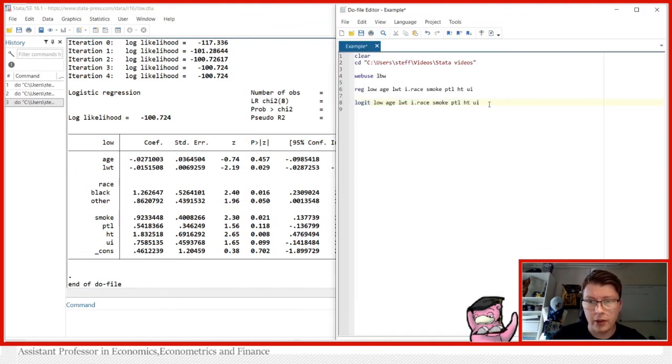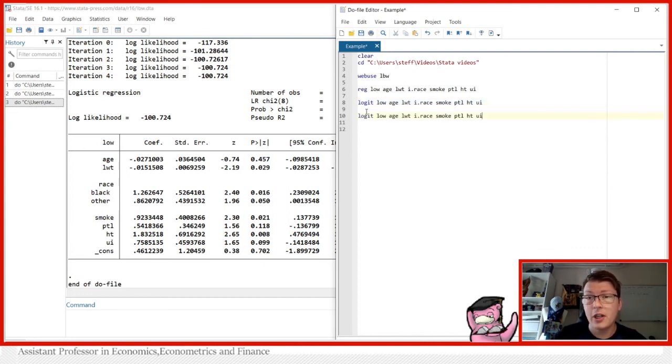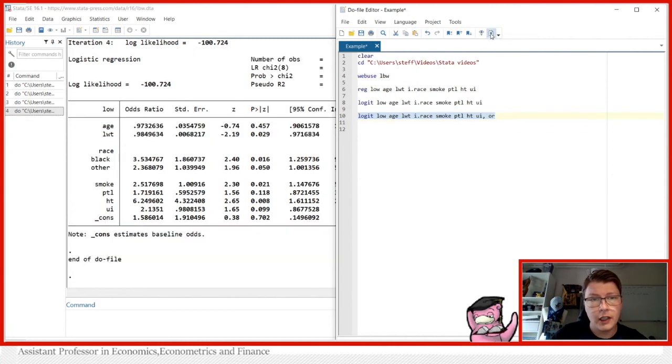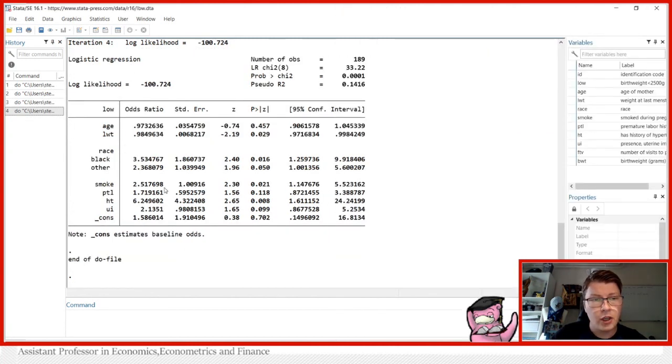So let's go back to our file here, and there's at least two ways we can do this. Maybe there's more, but these are the two ways I use. The easiest one is just to use the same model as before and add the option OR, which would transform all these coefficients that you see into odds ratios, which means now this is a lot easier for us to interpret.